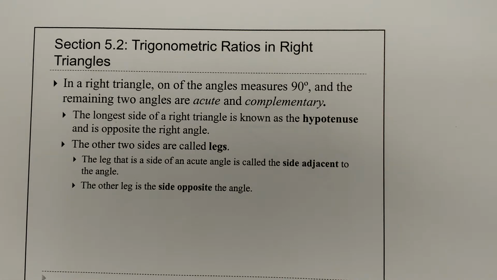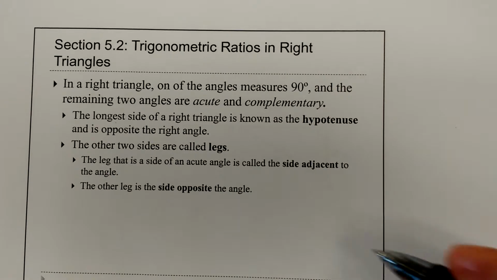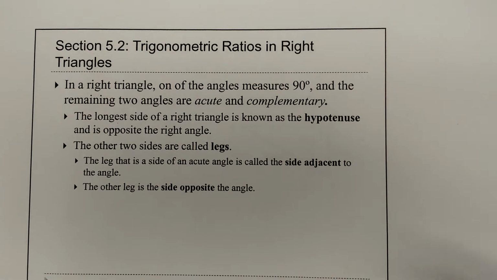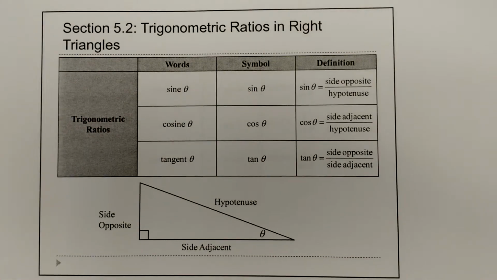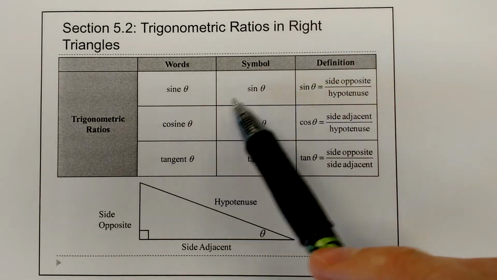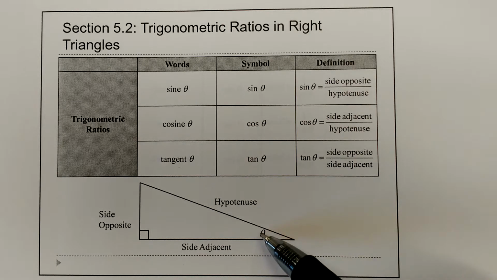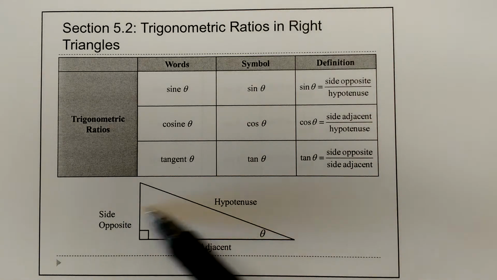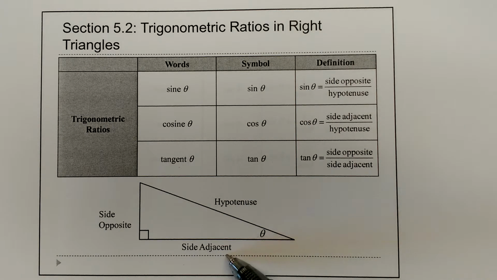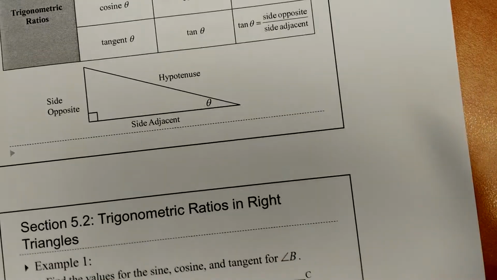Now, if you're talking about your angle, the leg that is adjacent to the angle is the adjacent side, or side adjacent, and the side opposite the angle is the opposite side, or side opposite. So here's just general definitions. Sine, cosine, and tangent are abbreviations, and then the rules given this triangle. This theta down here is the angle we're talking about. So the sine of theta is the opposite divided by the hypotenuse, cosine is the adjacent divided by the hypotenuse, and tangent is opposite divided by adjacent.